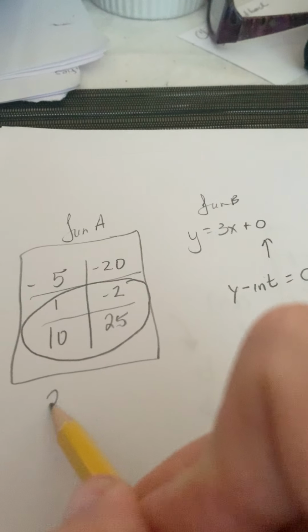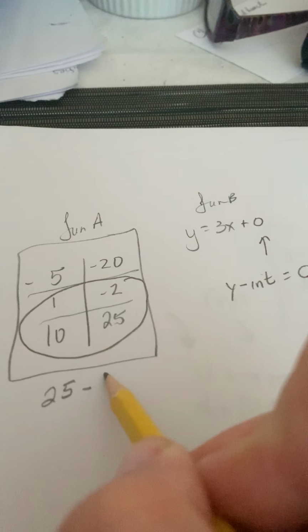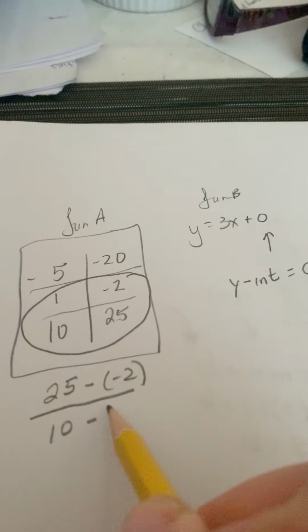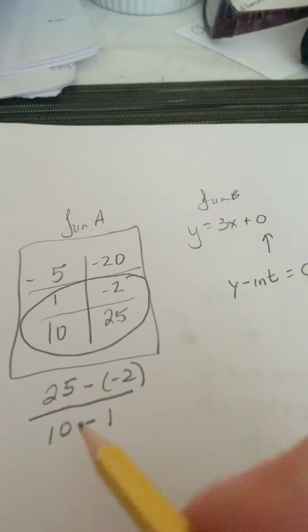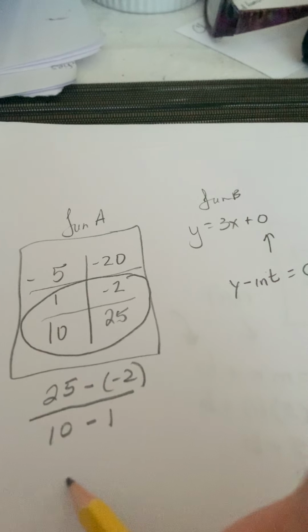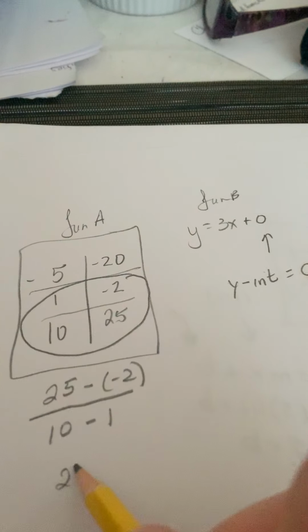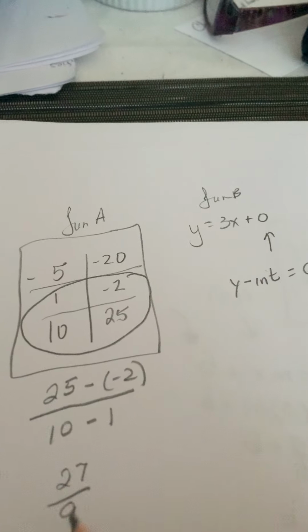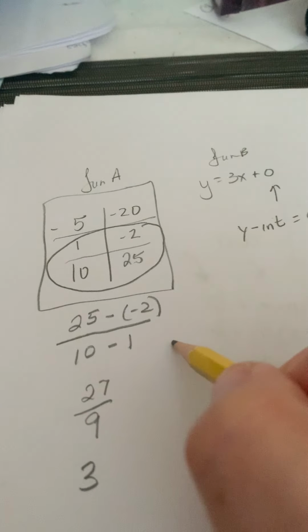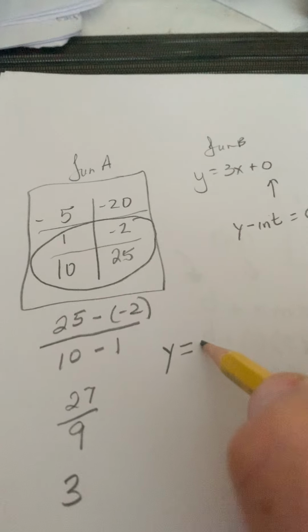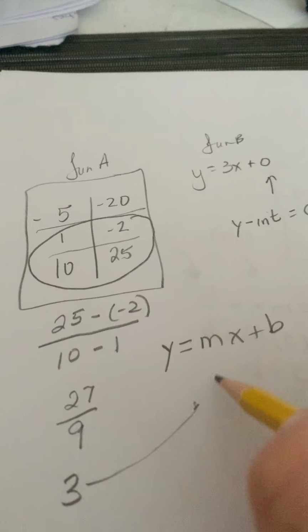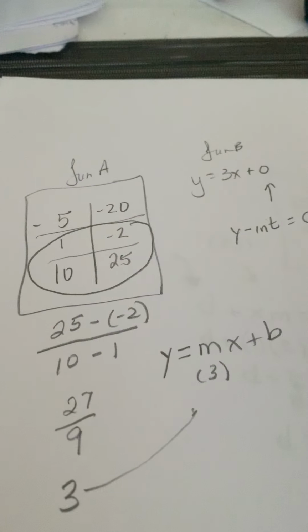So I'm going to do the slope, and it's going to be 25 minus negative 2 over 10 minus 1. That is 27 over 9, which is 3. Now, I'm going to go into y equals mx plus b, and I'm going to put this 3 right here in place of the slope.